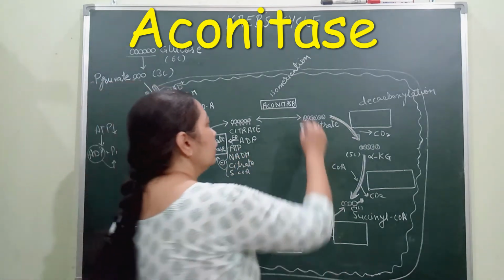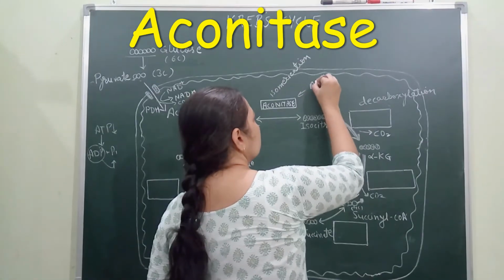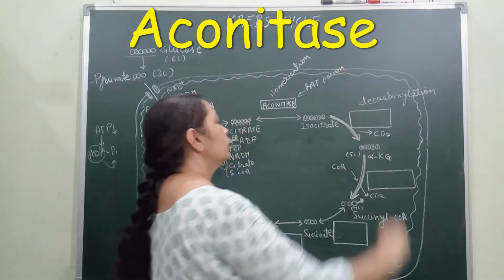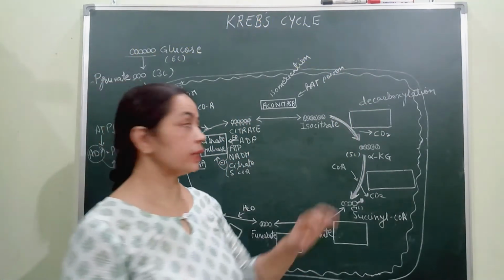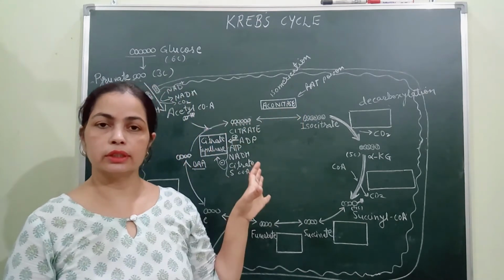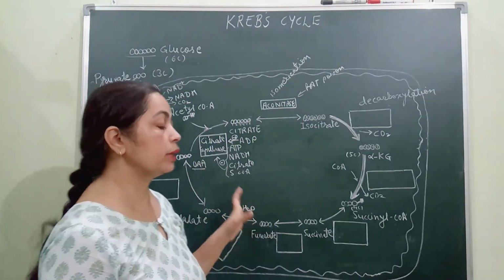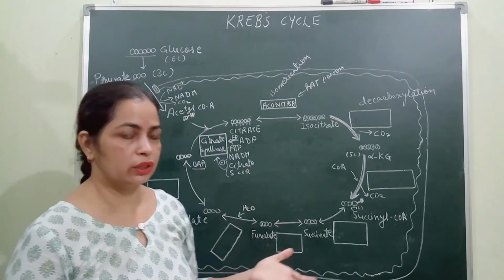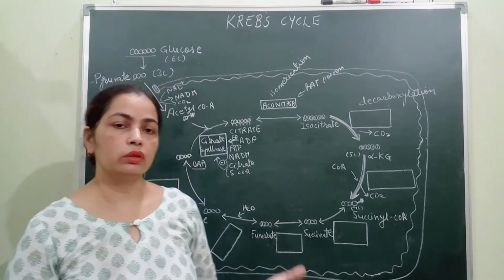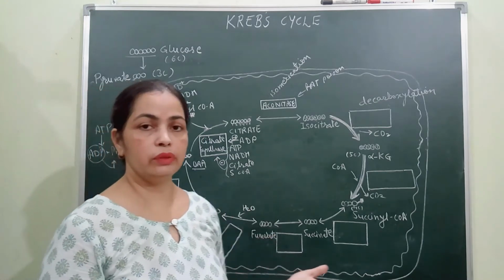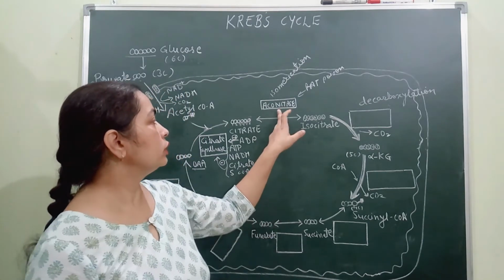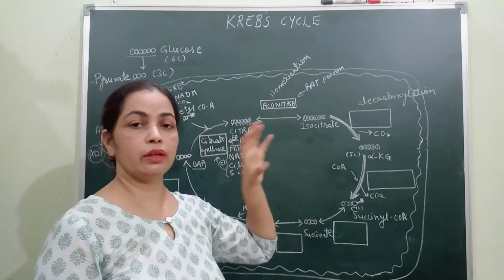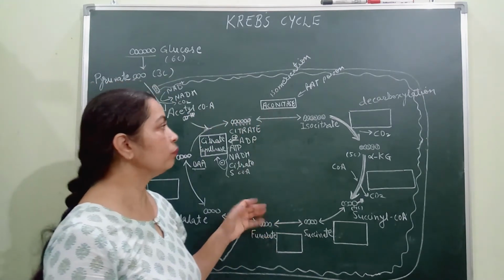For example, rat poison, that is fluoroacetate, acts on this enzyme. It blocks this enzyme, it inhibits it, and this Krebs cycle is inhibited, and it leads to cell death, and eventually a death of the living organism. So this is an important enzyme, aconitase. It is such a small step in Krebs cycle, and it has such an important function.